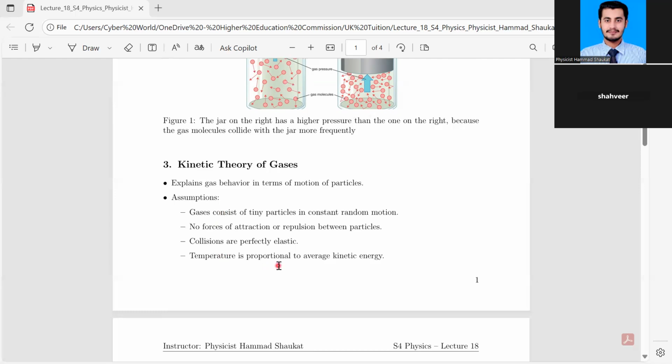Also, the temperature is proportional to the average kinetic energy. We already know that if molecules are vibrating, their motion is more. So definitely, if the motion is more, it means it has more kinetic energy. And if a body has more kinetic energy, it means that body has high temperature, because we know that increasing kinetic energy also increases the temperature. Kinetic energy is directly proportional to the temperature.